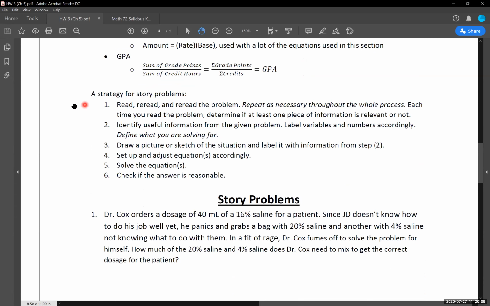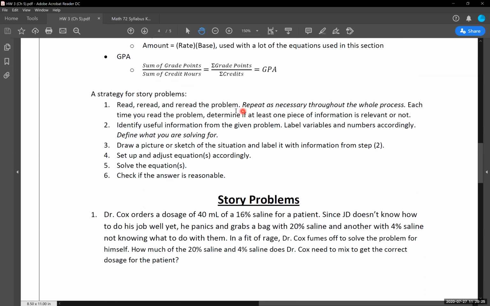Again, our first step that I recommend with all these story problems: read, reread, and reread the problem over and over again. Repeat this as necessary throughout the entire process. A lot of people with these story problems, and we're going to see that they're not going to be easy, there's a lot that's going on with them.